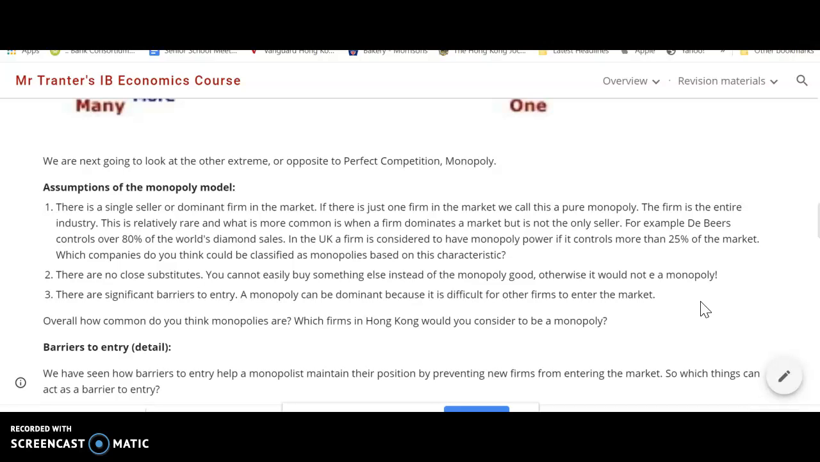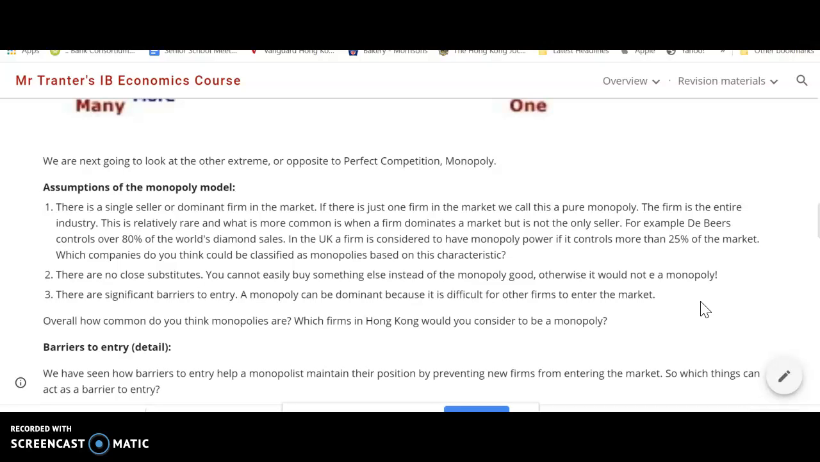Another assumption of the model is there are no close substitutes. So it's the only firm, and there isn't someone else providing something that's similar. You cannot easily switch between buying the product from the monopoly to buying something from someone else. If that was the case, then it wouldn't be a monopoly because there would be competition. So there are no close substitutes.